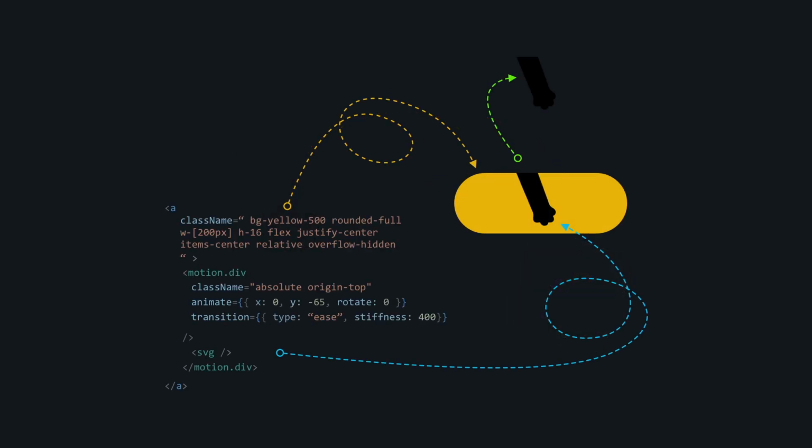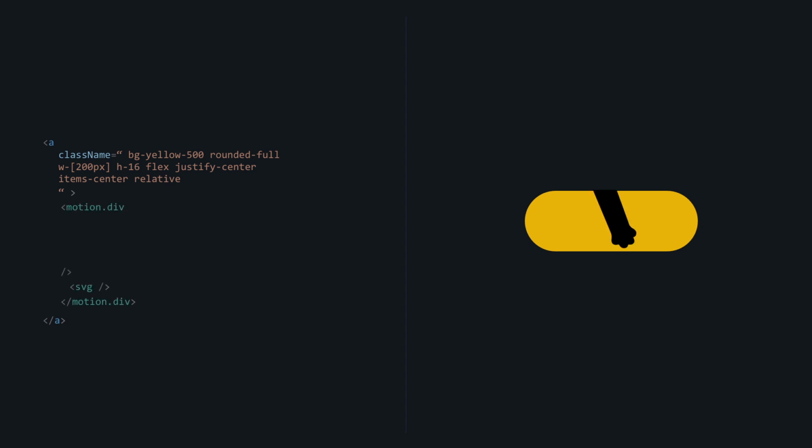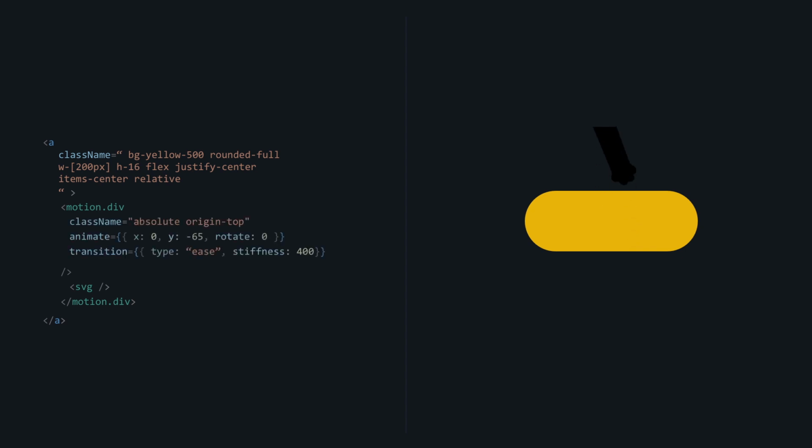First, let's break down our approach to developing the button animation. We will start by creating an anchor tag and adding styles using Tailwind CSS. Inside a motion div, I'll import and add the SVG we designed. Next, we'll set the animation properties and position the SVG above the button. We'll use absolute positioning and set the transform origin to the center.